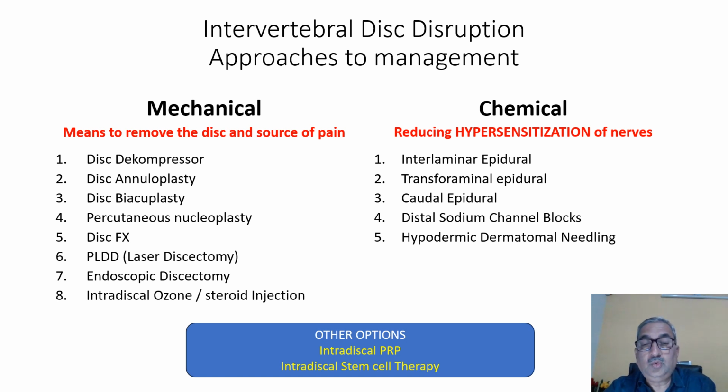There are new options which are coming up to prevent the degeneration going further. This is to be used in very, very early degeneration. Once there is raised intradiscal pressure and a lot of internal disruption, I personally doubt how much these options help. But people are using them, and some are claiming that intradiscal platelet-rich plasma and intradiscal stem cell therapy can be of help in very, very early disc degeneration.